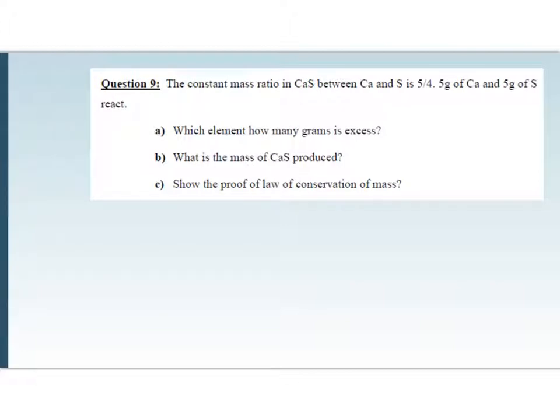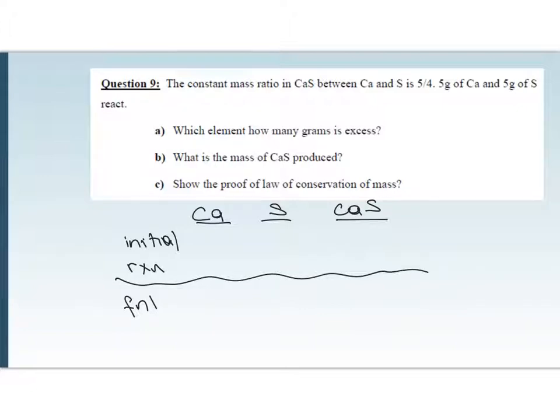One more question, the last one. The constant mass ratio between the calcium and sulfur is 5/4. And if you have 5 grams of sulfur and 5 grams of calcium, like this, you have the calcium sulfide. Again, you have some initial values, you have some reaction, and you have some final values. Initially, you have 5 grams of calcium, 5 grams of sulfur, and there is no calcium sulfide because this is before the reaction. Now, what is going to happen during the reaction?